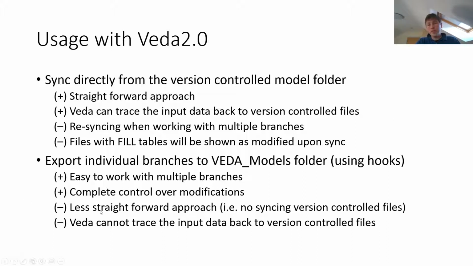However, it also introduces some challenges. It's a bit less straightforward approach, because one is not syncing version control files. So one has to remember to make changes only in the version control files, or if one makes changes in the exported branch files, then one has to transfer them manually and commit them in the version controlled folder. Another limitation is that VEDA cannot trace the input data back to version controlled files, because often it won't know where they are located, or which branch it should access.